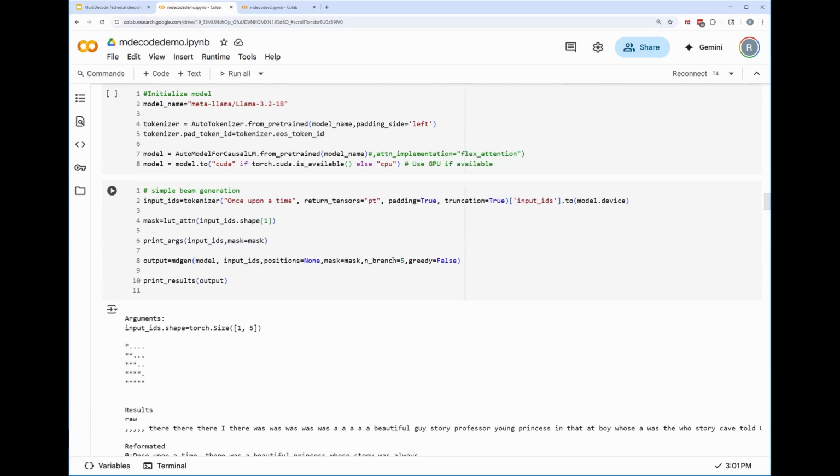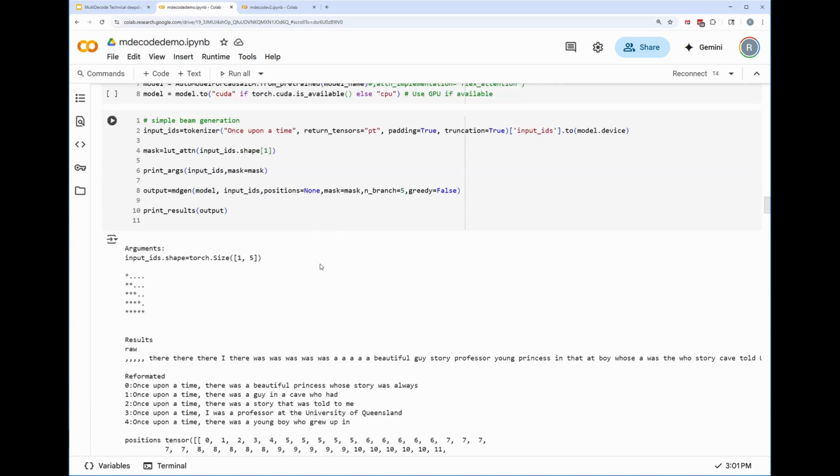In this case, we're going to do 5 branches and print the results. So what does it look like? These are the arguments going in. So the input is batch size of 1. I should mention that I believe this code assumes batch size of 1. It's just a simple implementation.